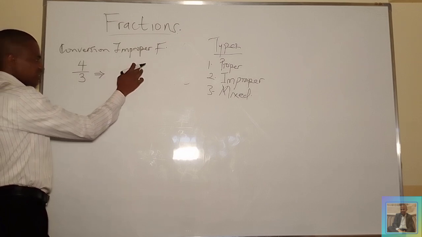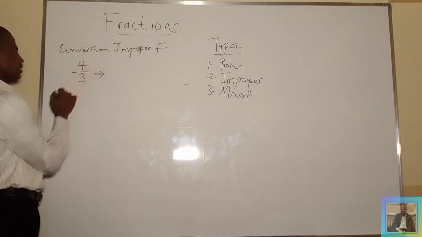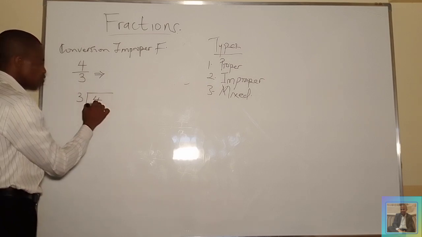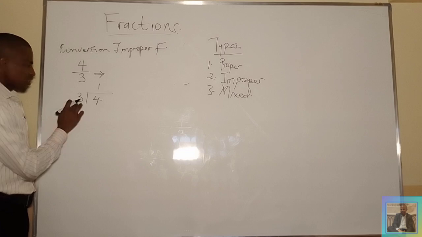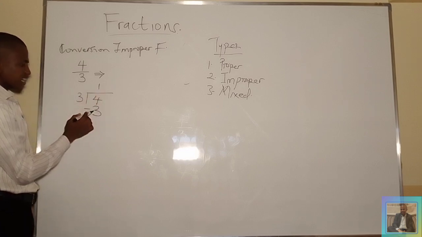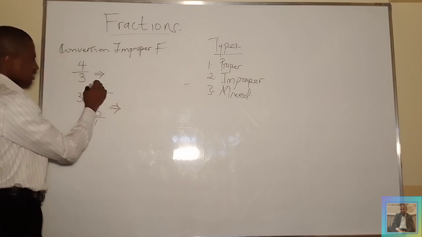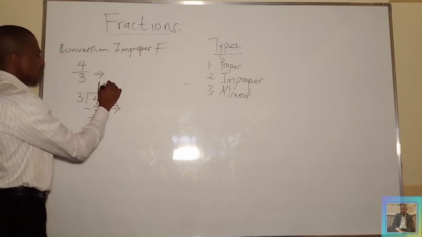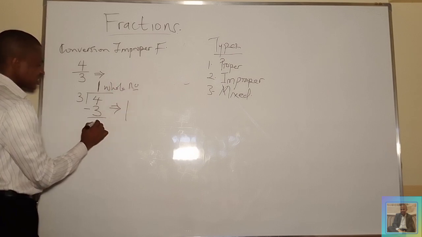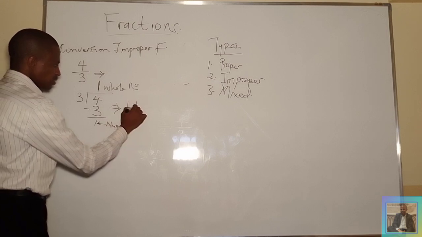We look at 4/3. How many 3s can we find in 4? Just 1. 3 times 1 is 3. Then we say 4 minus 3 is 1. So in this, what do we have? This will be our whole number 1, and this will be our numerator 1, over this, which will now be our denominator.